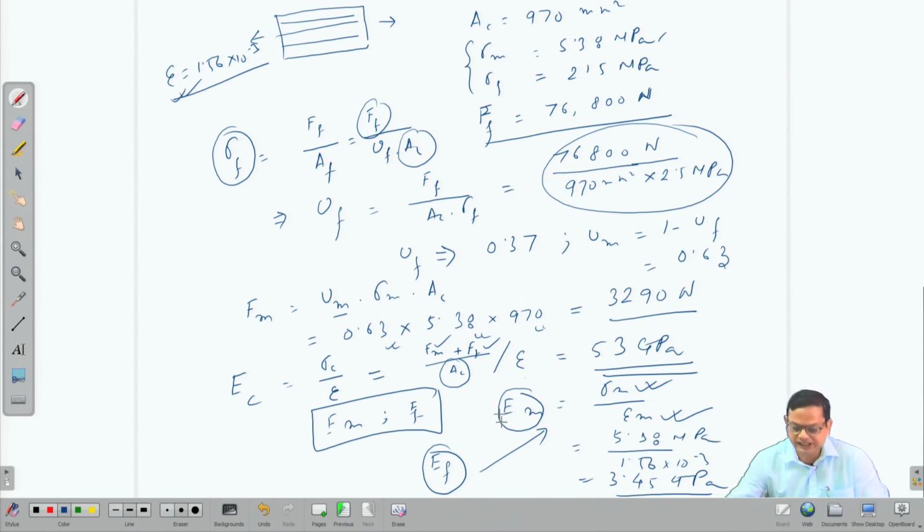Similarly, you can get the value of E m by using this simple equation, sigma m over epsilon m, and sigma m is given. So you can get the value of E m. Similarly, you can find the value of E f as well.